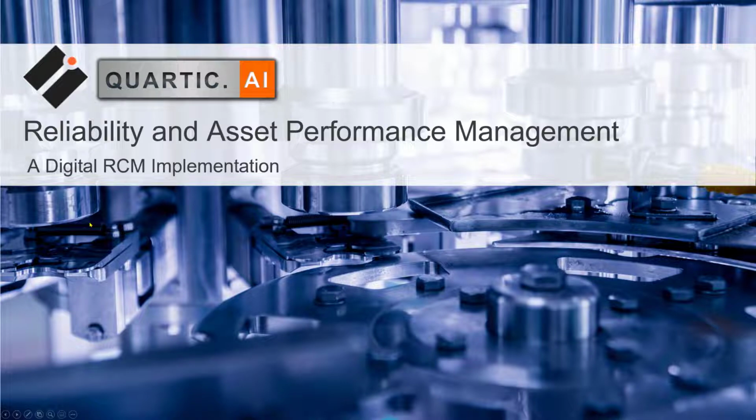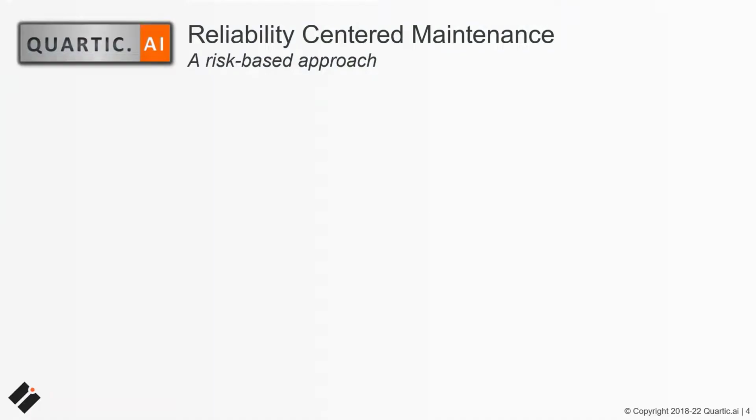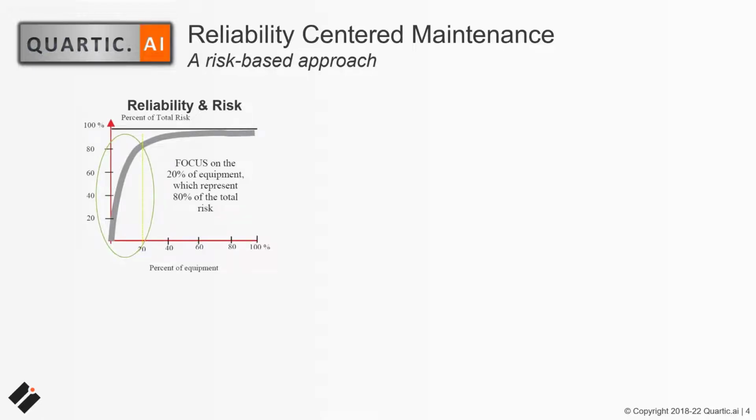Today I'm going to show you Quartic AI's reliability application, which uses the risk-based reliability-centered maintenance, or RCM, approach. We have worked closely with industry experts in the Reliability and Maintainability Center at the University of Tennessee to implement a digital version of the industry standard RCM approach. In doing so, we want to focus on the assets that are contributing the most to our risk, and following the 80-20 rule, typically 80% of the risk will come from only 20% of our assets, so that's where we want to focus our efforts.